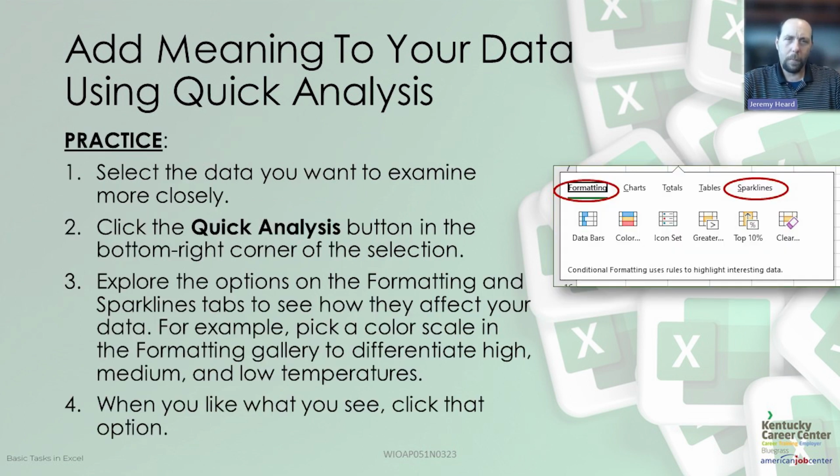So again, you'll select the numbers that you want to see or that you want to calculate, and under the quick analysis button, you'll see formatting. There's also things like totals, charts, tables, and sparklines. For conditional formatting though, you'll choose the formatting and it'll give you a bunch of different options of different ways you can format that data. Select the one that you want and put in parameters that you want to see. And once you like what you see, simply click that option and it will format your data in the way that you intended it.